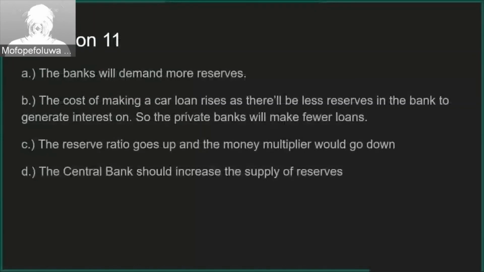And if the banks keep more reserves with the Fed, it means that the reserve ratio will go up, and as a result, due to their relationship, the money multiplier would go down. And then lastly, for the central bank to keep M2 the same, they would have to increase the supply of reserves.